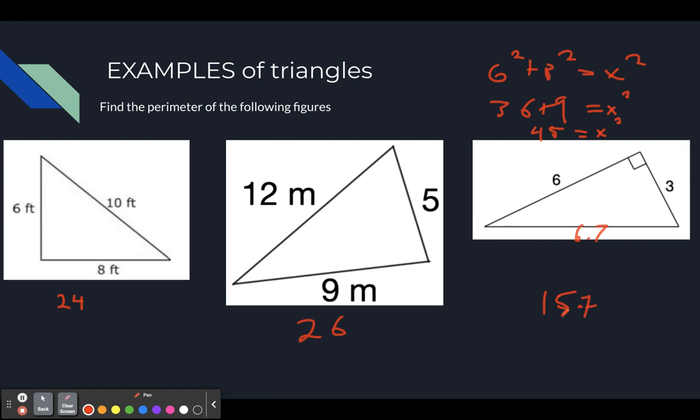It's okay. Don't be afraid of decimals. You'll have problems like that in your homework. If you have to find a missing side, you might have to use the Pythagorean theorem. You might have to use a square root. You might end up with decimals. It's fine. Not a big deal.